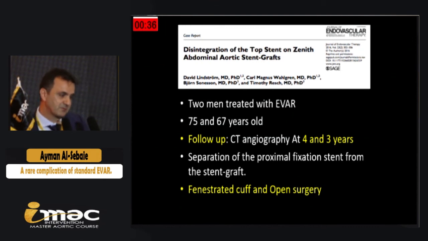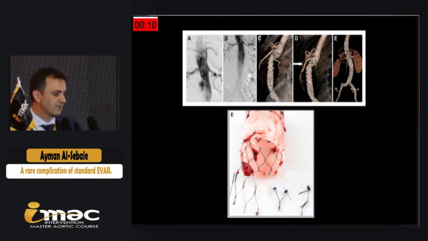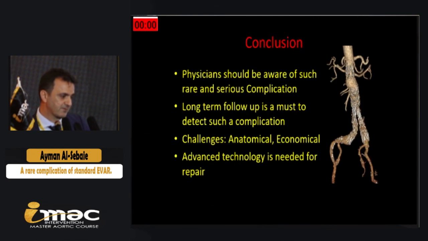Another publication was only case reports, 2 men treated with EVAR, 75 and 67 years old, with follow-up CT at 4 and 3 years. So it's not something you see immediately, you see it very late. And they found the separation of the proximal fixation stent. One was treated with a fenestrated cuff, and 1 patient was treated with open surgery. These are the images. You can see how the stent is separated completely from the graft material, and the upper case was treated with the fenestrated graft.